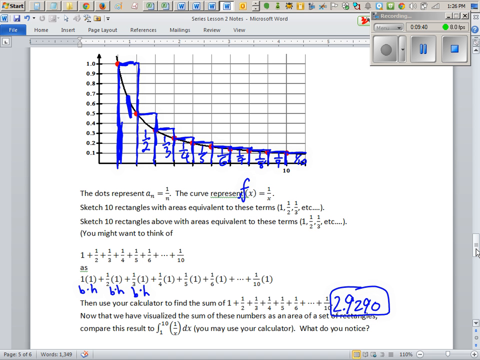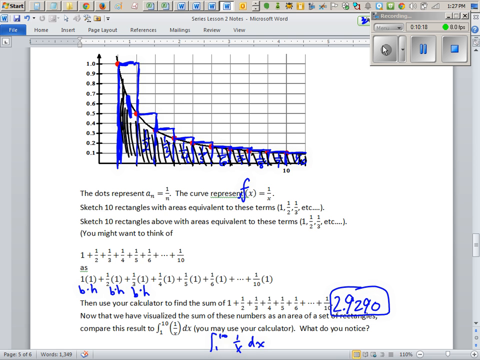Now, under the black curve there is also an area. We would not get this by doing rectangles. We would do this area in black using integration. So let's use our calculator also to run the integral from 1 to 10 of 1 over x. I'll give you a second to do that. I'll pause the recording. So that black area is just found by doing the integral from 1 to 10 of 1 over x.